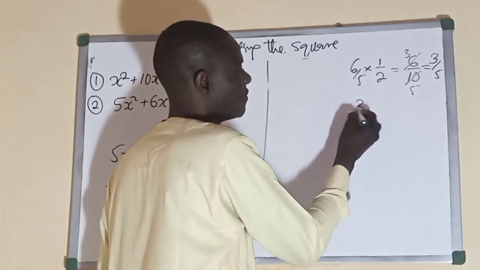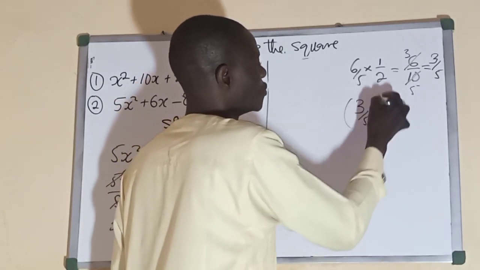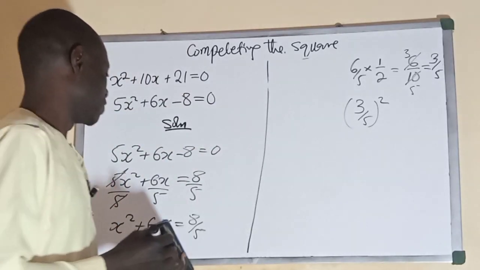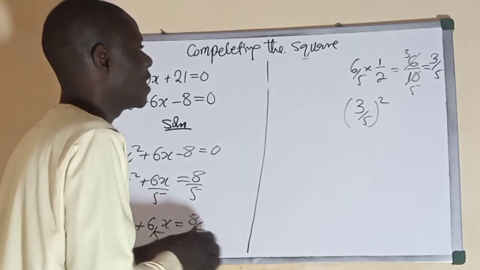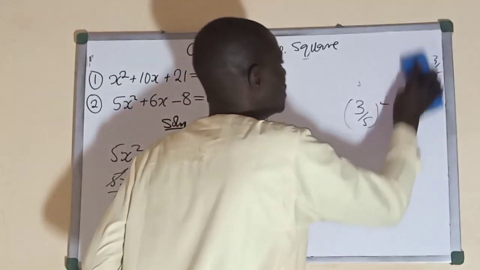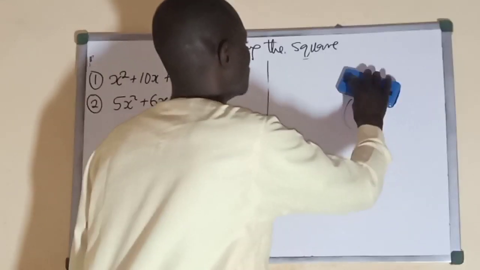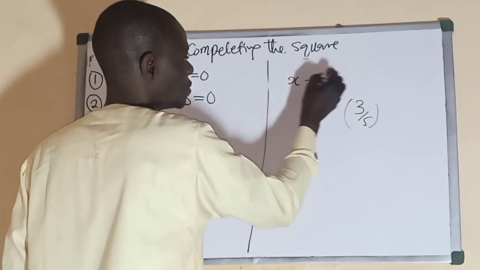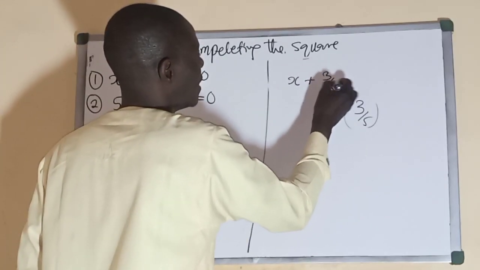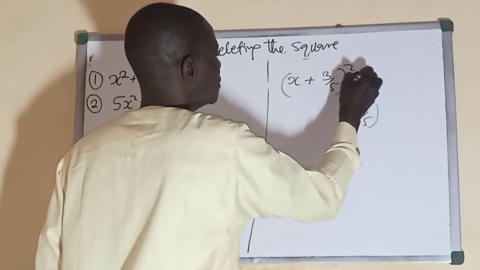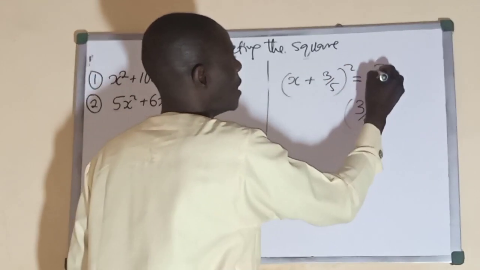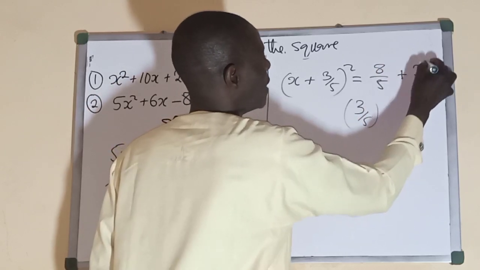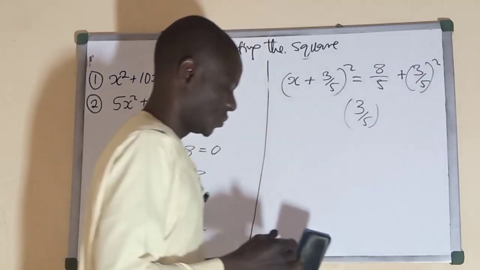This 3 all over 5, we have to square it and then add it to both sides. I hope you are following. So here we have, let me clean this side also. So here we have x plus 3 all over 5 squared is equal to 8 all over 5 plus 3 all over 5 squared. Very simple. Can we see it?